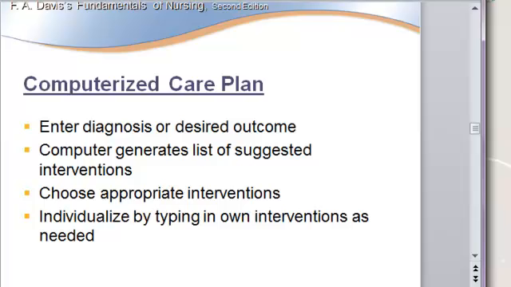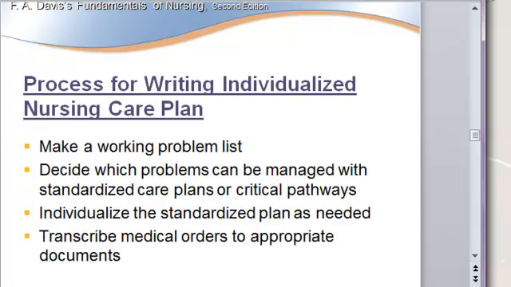You also will see computerized care plans, and that's what we have at Leesburg Regional Medical Center. You enter the diagnosis or the desired outcome. The computer generates a list of suggested interventions, and you use appropriate interventions as they apply. And you can individualize that plan of care by putting in your own interventions, as needed for the client.